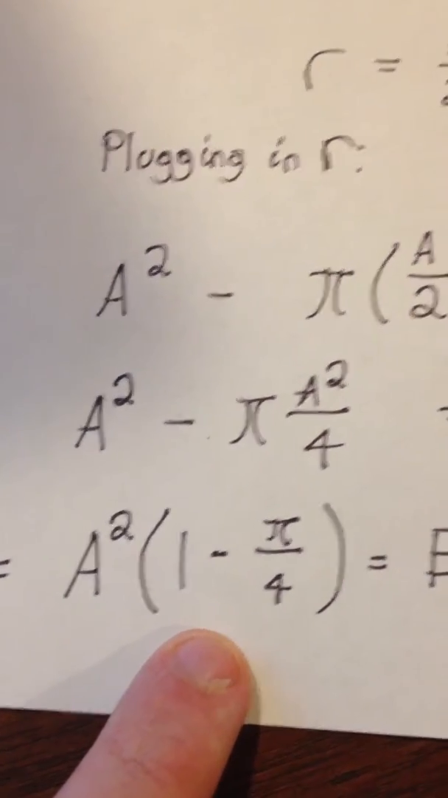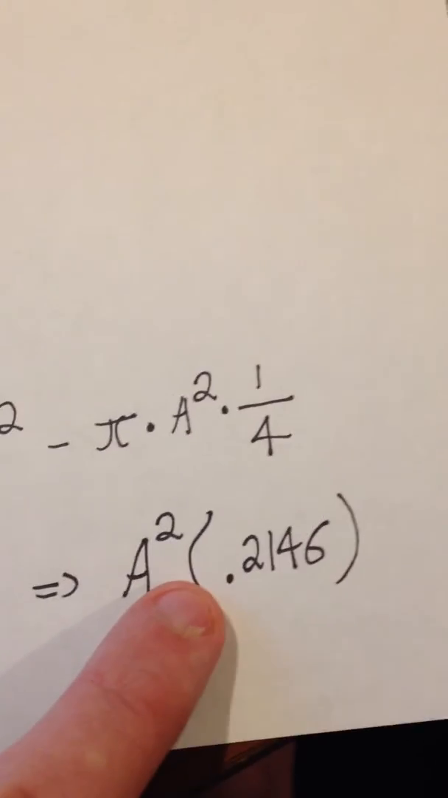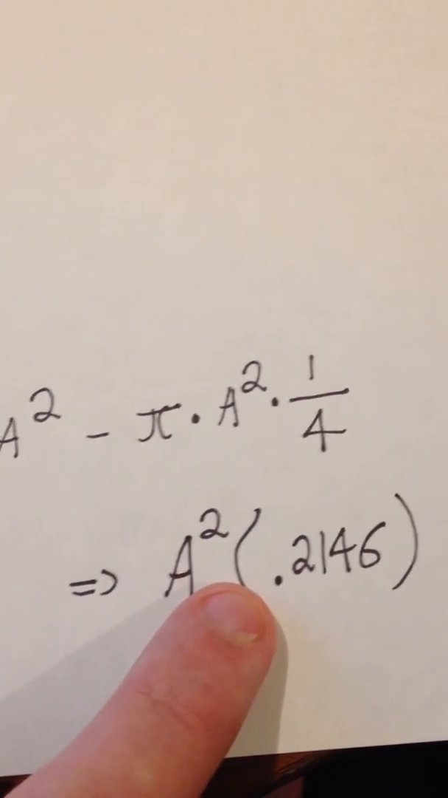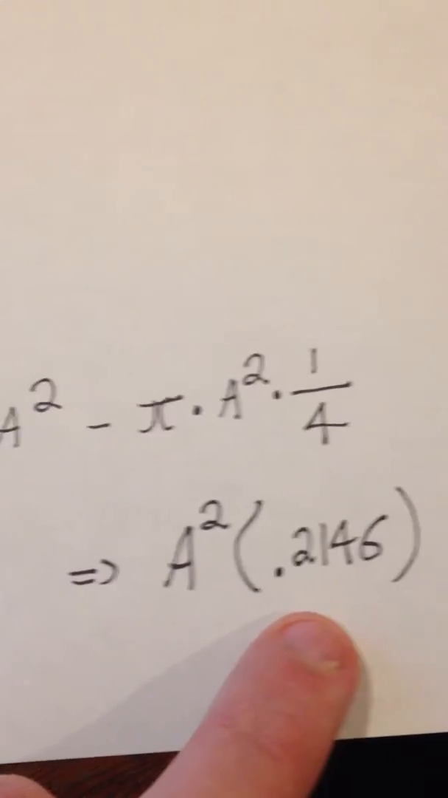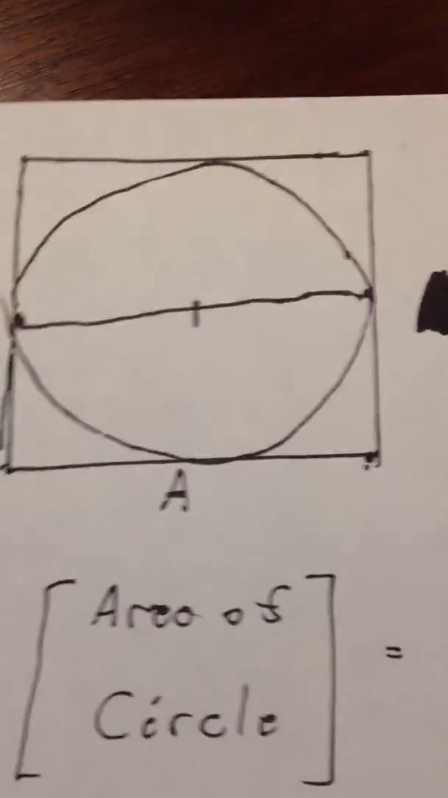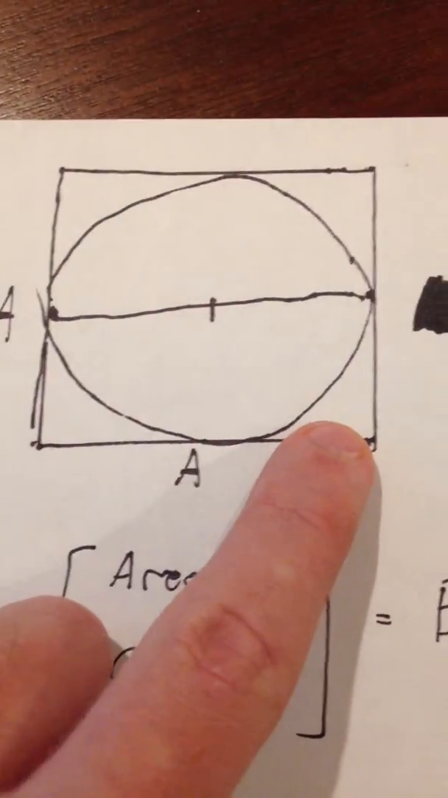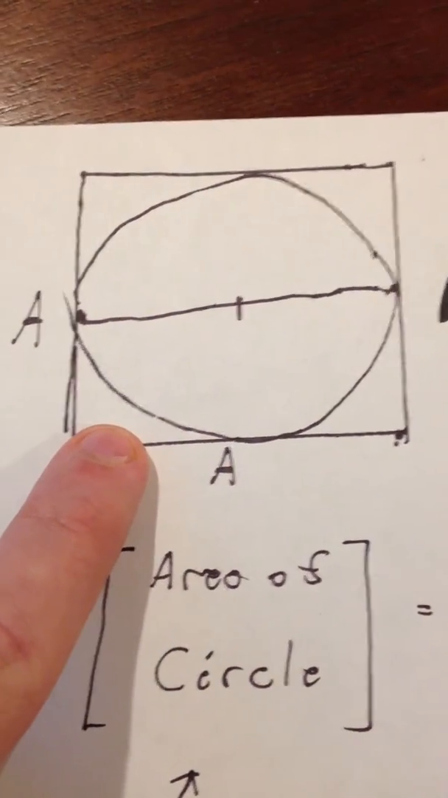And 1 minus pi over 4 simplifies roughly, if you use enough digits for pi, to 0.2146. And what is this saying? Well, it's saying if I know the area of a square, take roughly about a fifth, a little more than a fifth of it. That will give me the area of these unshaded regions that I'm pointing to right here.